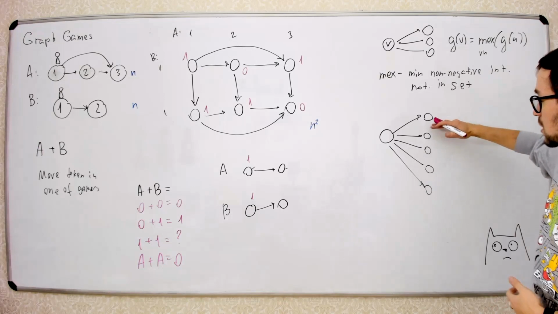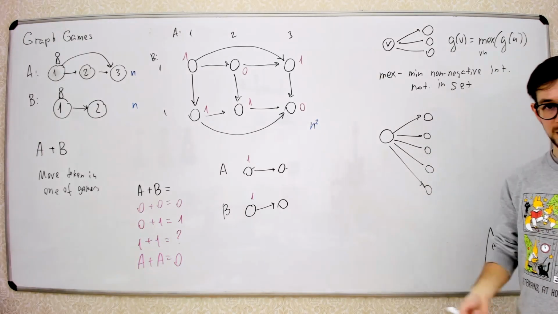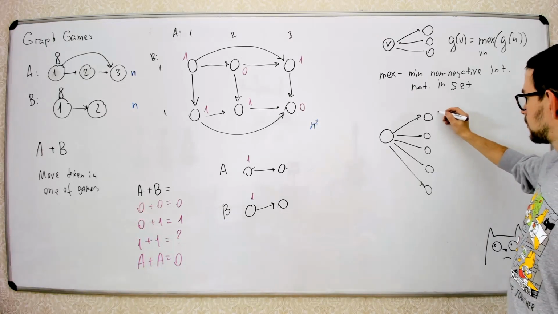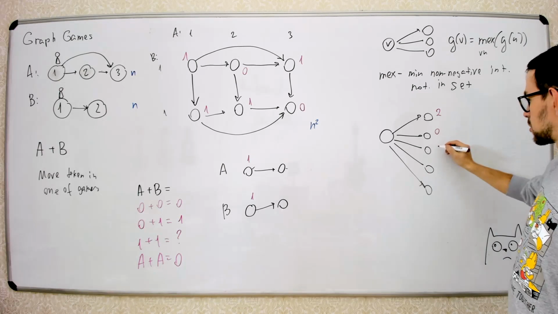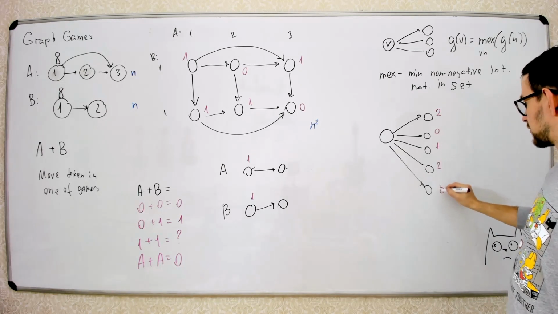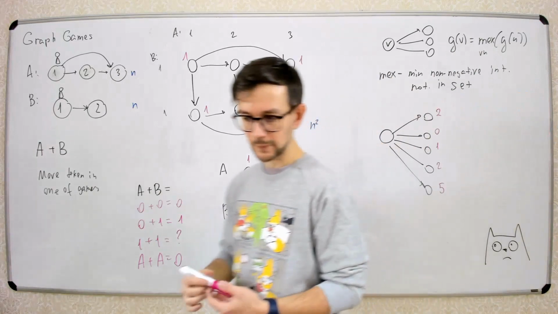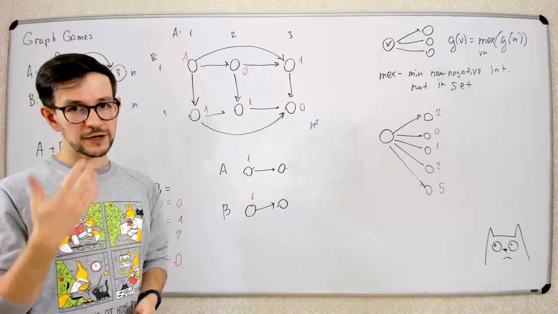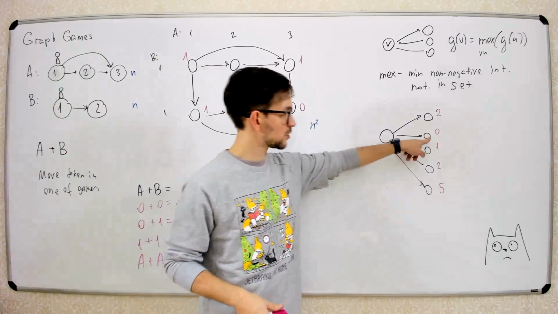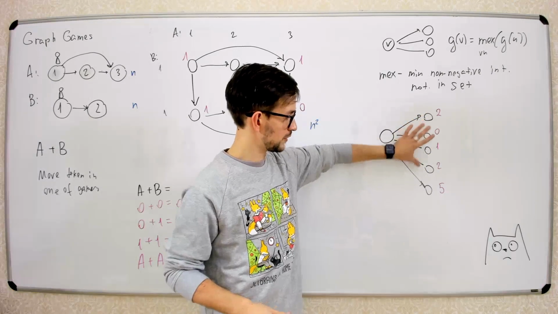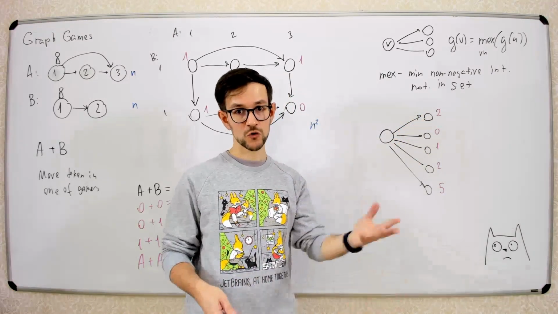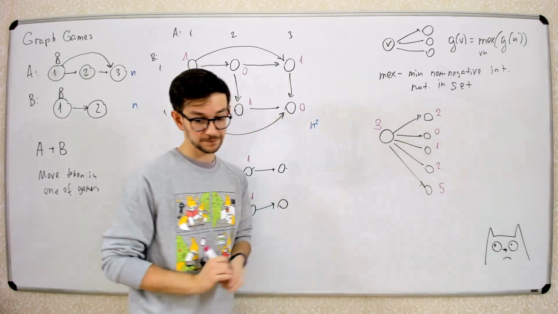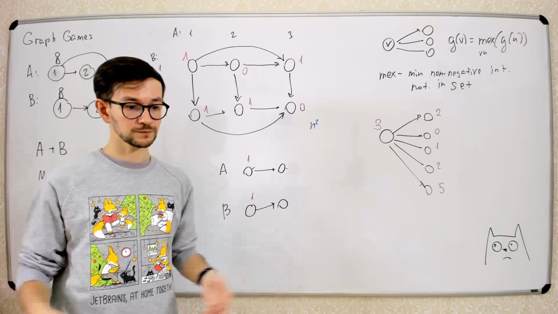So what's going on? Imagine for each of these nodes, you already calculated the Grundy function. Let's say the Grundy values here are 2, 0, 1, 2, and 5. So what will be the Grundy function for this node? Again, we need to find the minimal non-negative number which is not in the set. We have 0 in the set, we have 1, we have 2 twice, but we don't have 3 in the set. So 3 is the minimal number which is not in this set. So the Grundy function for this node will be 3. That's all.